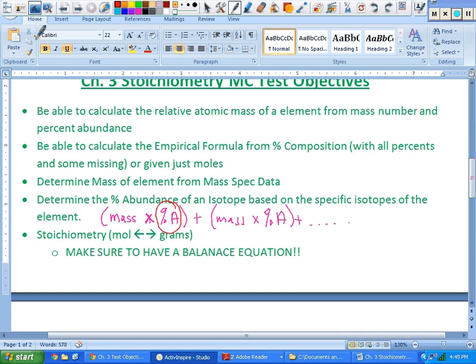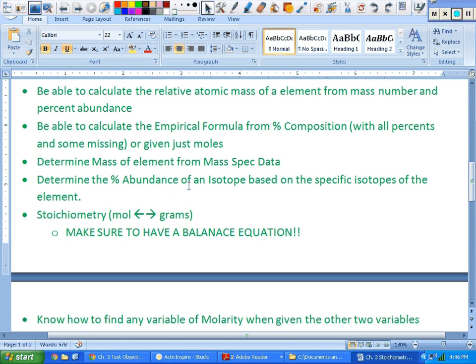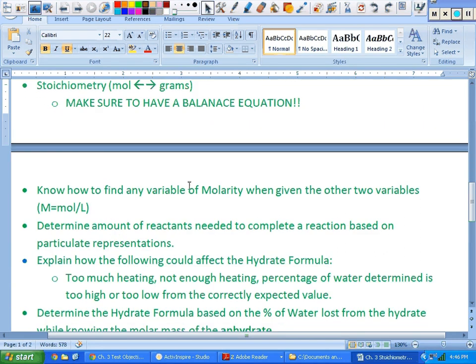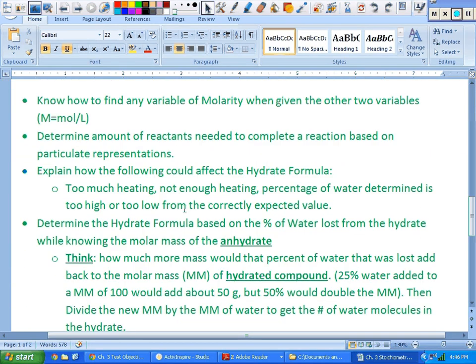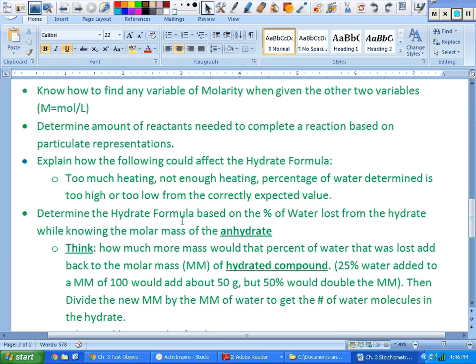Know how to find any variable of molarity when given the other two. Okay. Again, if you want help with this one, the way that you can do this is the triangle. Remember, molarity equals moles over liters. Guys, that's going to help you. What if they give you grams and volume? What do you have to do before you find molarity? Convert it to moles first.